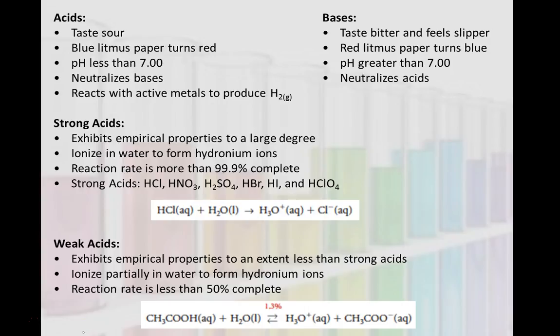I didn't mean for this to pop up all at once. So, some things about acids. They taste sour. They should turn blue litmus red. They have a pH less than 7. They should neutralize a base. And they always react with active metals to produce hydrogen gas.